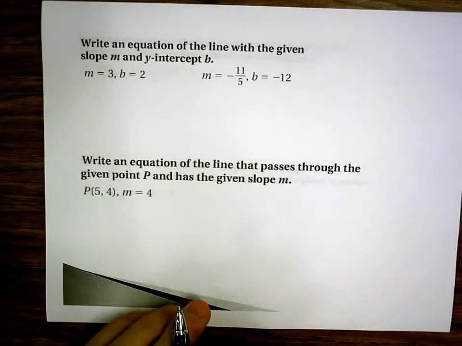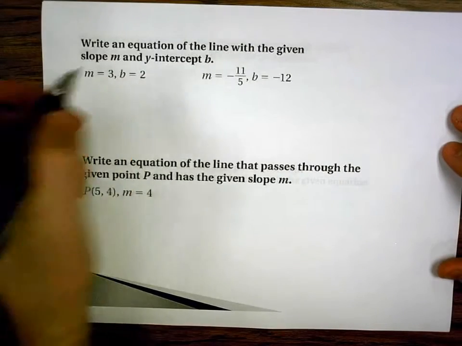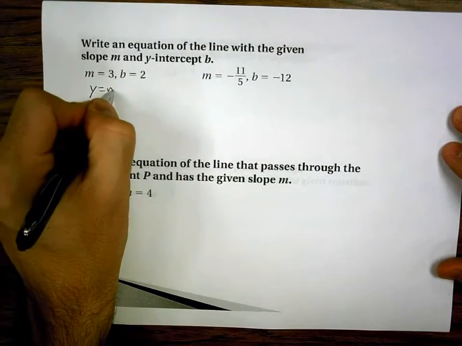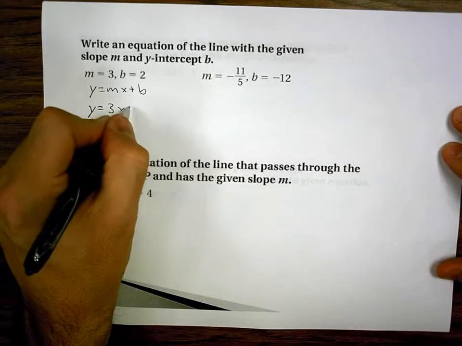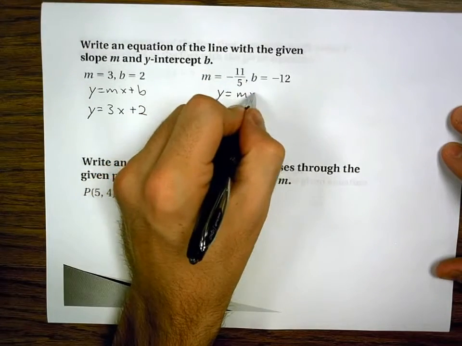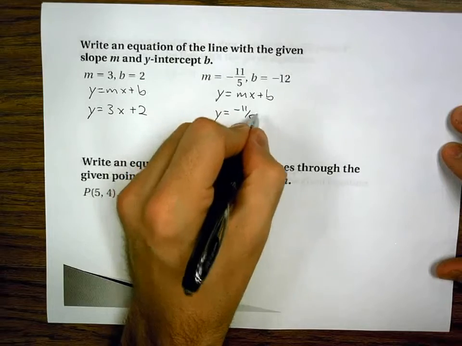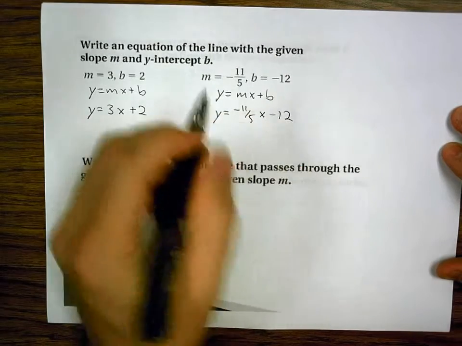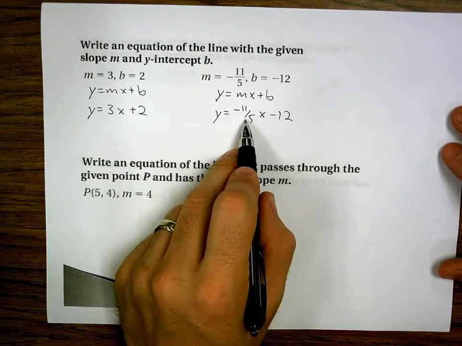Okay, a couple others here. Write the equation in slope-intercept form. Well, this one they tell us right off the bat, if it's y equals mx plus b, we can substitute in y equals 3x plus 2. Same here. Y equals -11 over 5x minus 12. This one means we would go down to -12 for our y-intercept, and our slope would be down 11, 5 to the right.